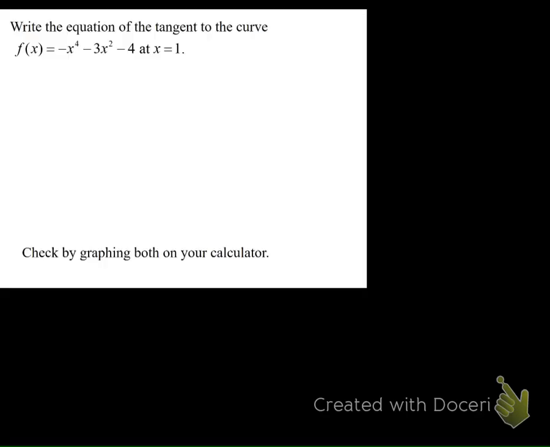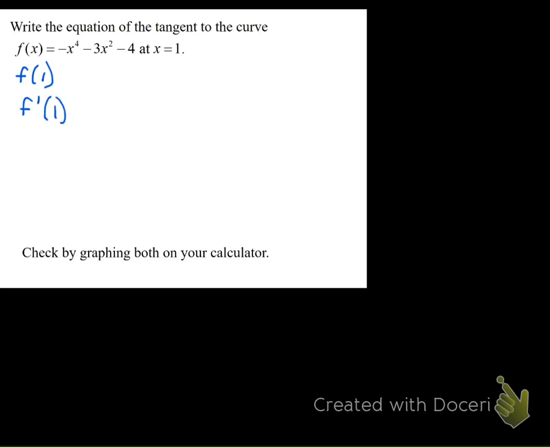Take a moment to now do that again on your own. You go ahead and do this one. Write the equation of the tangent at x equals 1. So, how'd you do? Remember, you needed two things, point and slope. We need f of 1 and we need f prime of 1.